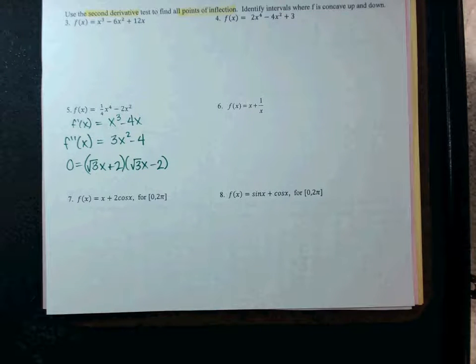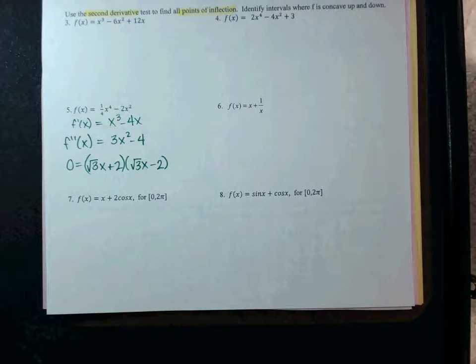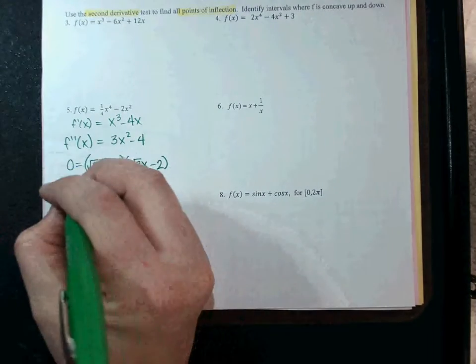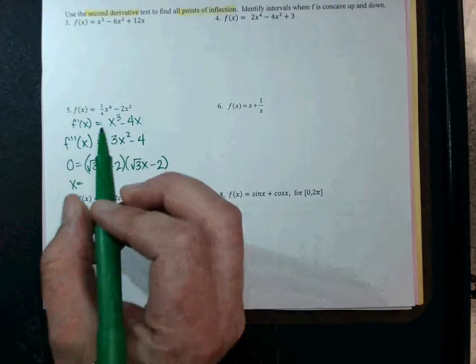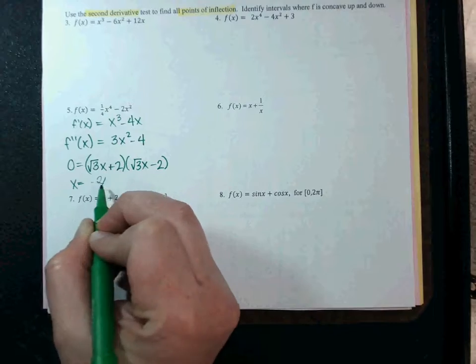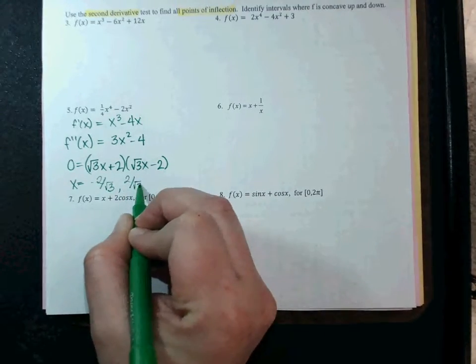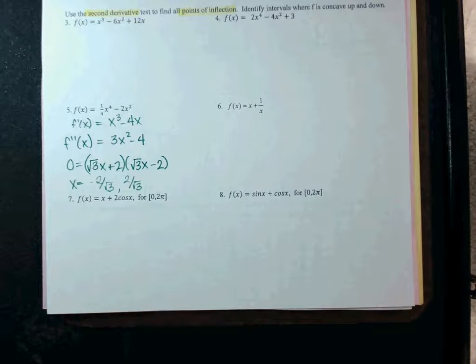All right? Now, what are my two critical numbers? Well, remember, they're not really called that, but we sometimes call them that. What would your special numbers be to check? Negative 2 over root 3 and positive 2 over root 3. Okay, because remember, you change the sign on the second term, then you put that coefficient on the bottom, make it a fraction.